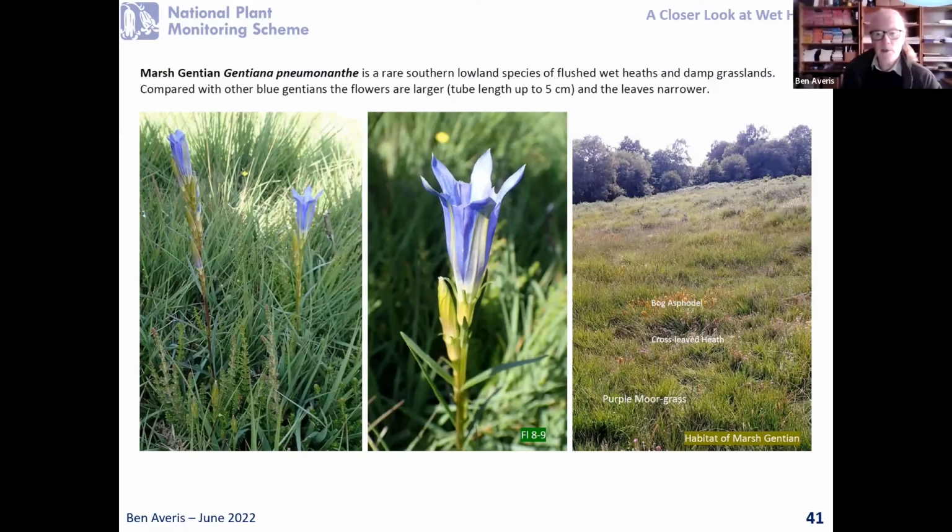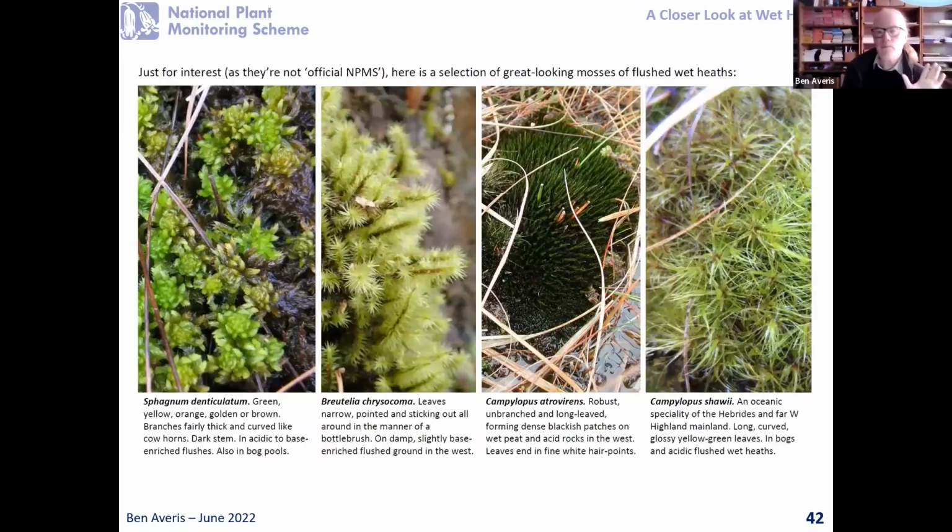Here's some, next picture is some mosses. Again, I know these aren't strictly identification for wet heath species, but I just thought I'd put them in to show, among other things, how wet heath, especially where it's got a bit of flushing, can be made more attractive by these plants. Different growth forms there, these different species of Sphagnum denticulatum, Bartramia, like a bottle brush, Campylopus atrovirens, very dark. And if you're in the Hebrides, then you might find Campylopus shawii, which is an amazing thing.